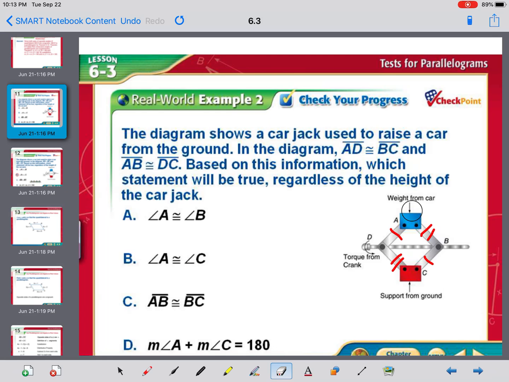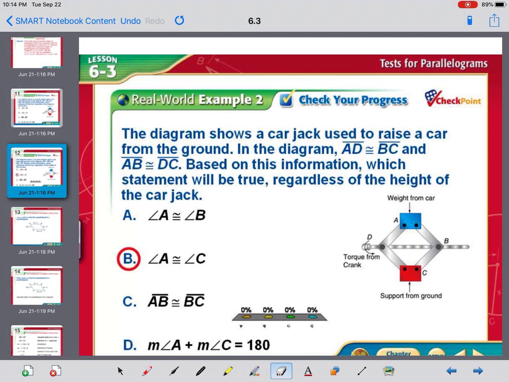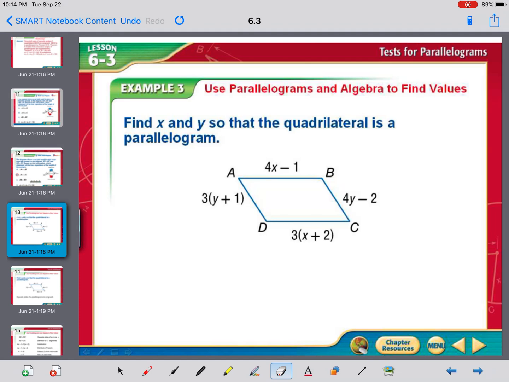answer. This says that angle A and angle C are congruent. Here's angle A, here's angle C. And it doesn't matter what we do, if we squeeze this thing and make it go further apart or bring it down and make it go closer together, you're not going to get A and C to not be congruent. So the answer is B. We could have gone on through the rest of those.